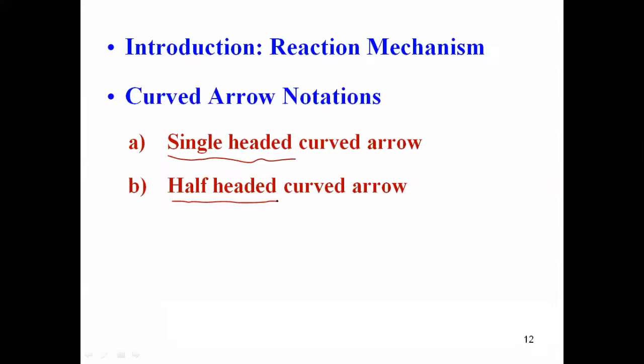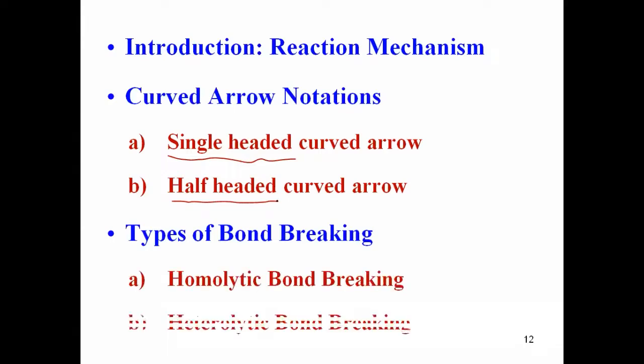We have studied in detail about that curved arrow notations. Then the second point which we have studied: types of bond breaking. This is a very important concept. We know that to study the reaction mechanism, we must know what type of bonds are breaking in that particular chemical reaction. Actually, in each and every chemical reaction, there is a breaking of covalent bond and formation of covalent bond, and that breaking of covalent bond during the chemical reaction is called bond fission. And there are two types of bond fission: one is homolytic bond breaking, and second is heterolytic bond breaking.